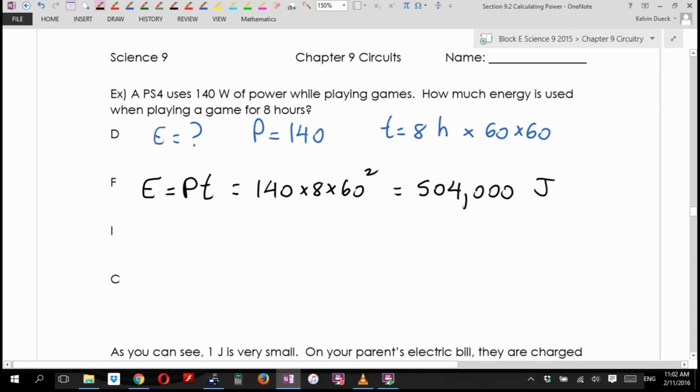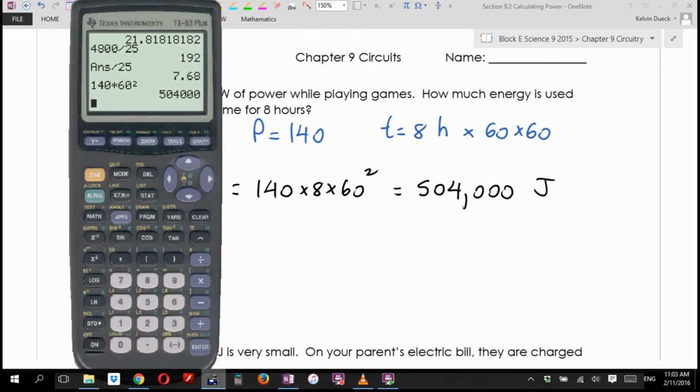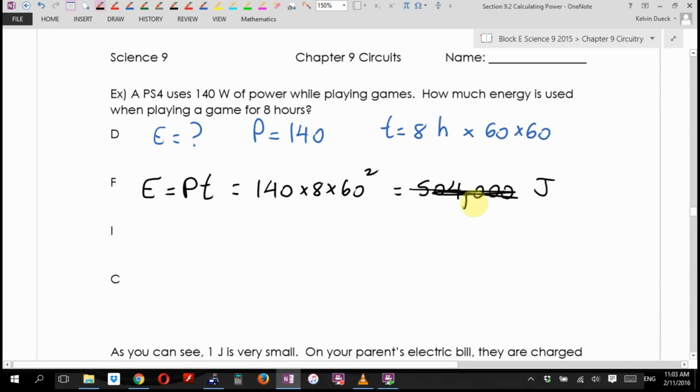This is a problem. Am I right? You guys get 504,000 joules? Then you zigged somewhere. Am I wrong? Did I miss? Hang on. You know what? I zigged somewhere, Mr. Dewick. I forgot to go times by 8. Well, that was dumb. How about 4,030,000? Is that right? 4,032,000 joules.